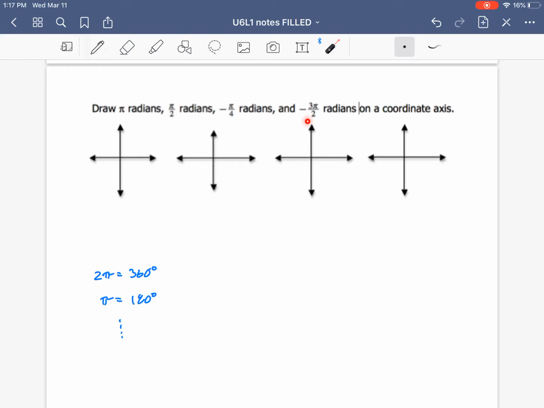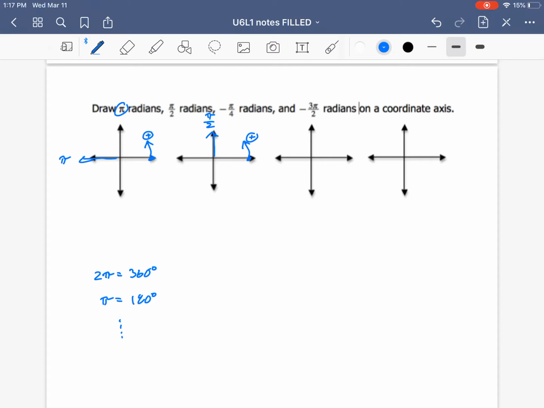So yeah, what are you going to get for these? Pause the video, and when you're ready, restart it and see if we agree. Okay, so pi radians, that's 180 degrees, that is right there. Pi over 2 radians, that's 90 degrees, that is right there. Remember, guys, we always start at 0, which is straight, to the right here, and positive angles, no matter the range of degrees, you rotate counterclockwise.